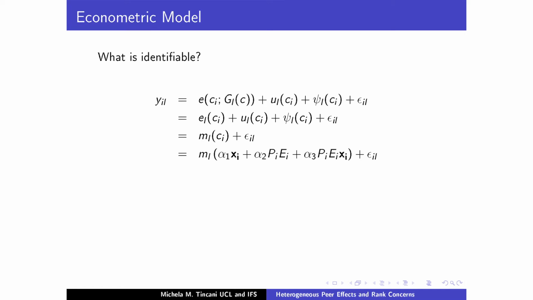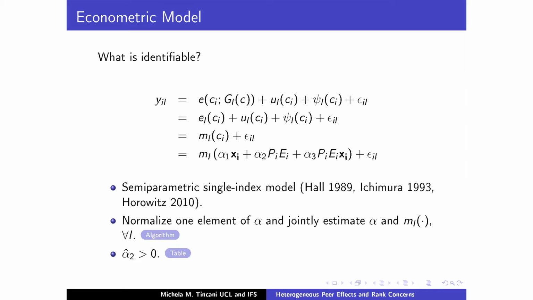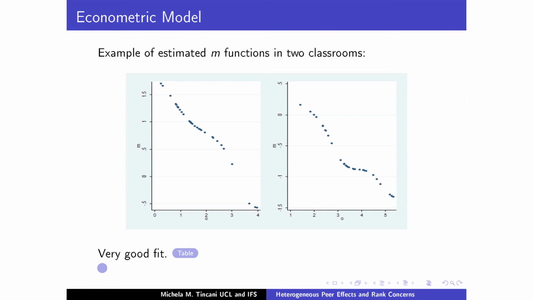So I cannot really hope to separately identify these three. All I can identify is this M function. And just to remind you, C is determined by student characteristics, and for students in the post-earthquake cohort, that's where PI equals 1, it's also affected by the damage at their home. So this is a standard semi-parametric single index model. You just normalize one element of alpha, and then I jointly estimate alpha and M. By the way, it turns out damage does increase the cost of effort according to the estimates.